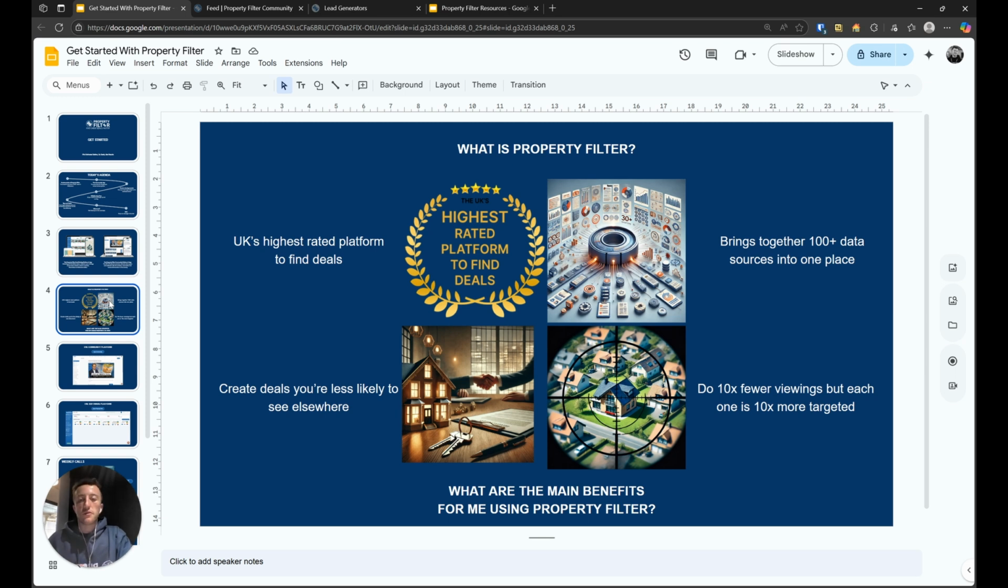And in terms of what is Property Filter, it's the UK's highest rated platform to find deals, and we bring together hundreds of property related data all into one place. And in terms of the main benefit of using Property Filter, it's about finding motivated sellers and about your approach being targeted. So you're doing 10 times fewer viewings, but each of those viewings is 10 times more targeted. And also at Property Filter, we're firm believers that deals are made, not found. And what I mean by that is, just because a property is on the market for X price doesn't mean it needs to be purchased at that price. And what we found is our members, because of the information they have available to them in Property Filter, are able to negotiate considerably larger discounts.